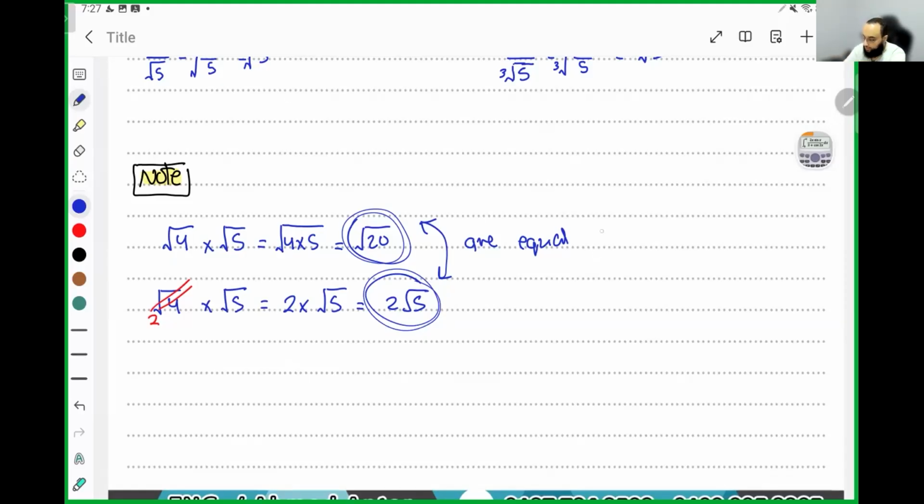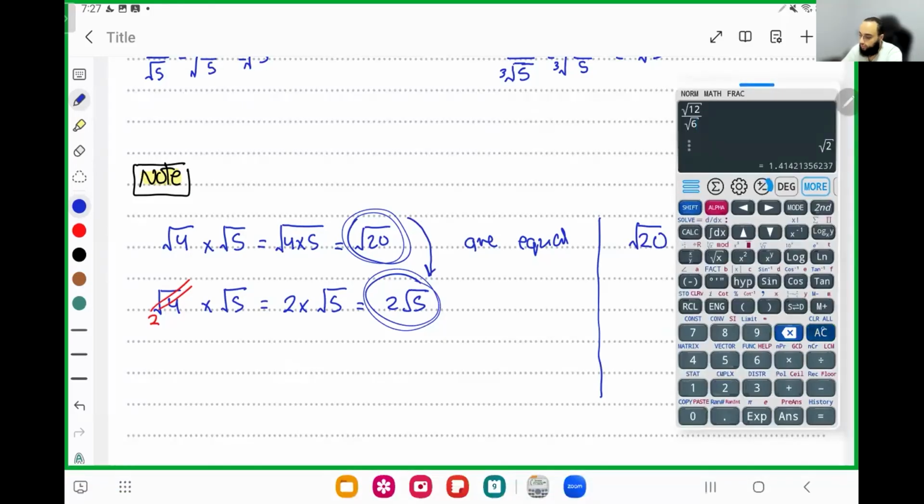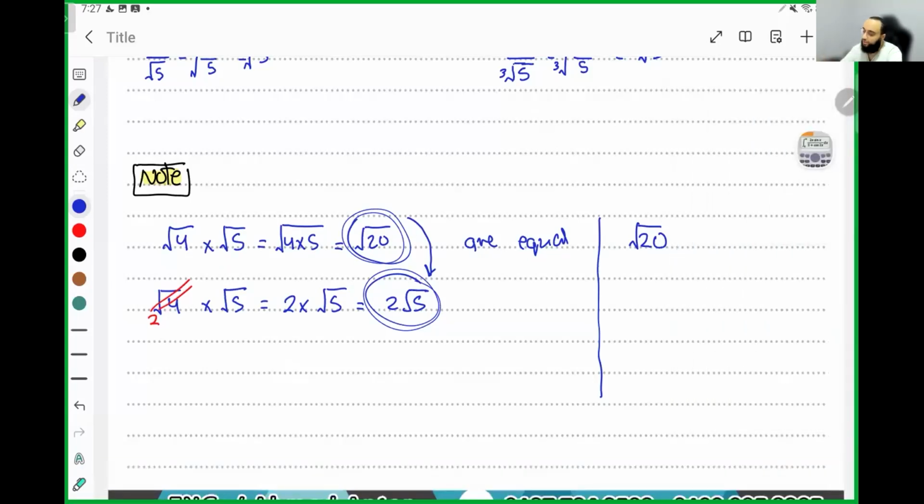If you have root 20 and you want to convert it to 2 root 5, you can do it with the calculator. Write root 20 on the calculator, it's 2 root 5. If you want to do it in your mind, find the two numbers that you can multiply to give you 20. The first is 1 times 20, the second is 2 times 10, and the third is 4 times 5.